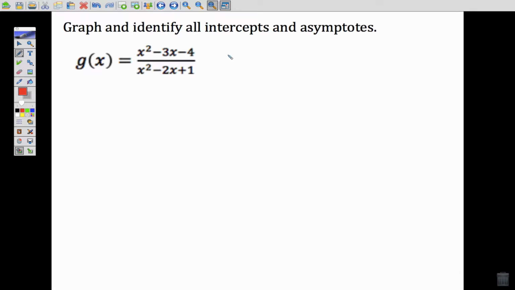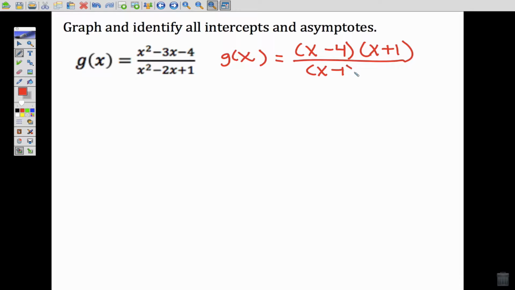Okay, this one factored, we have g of x is equal to, in the numerator, the quantity x minus 4 times the quantity x plus 1 over the quantity x minus 1 squared, so x minus 1 times x minus 1. Now the reason we factor is because when we're finding some of this other stuff, that's going to make it easier. The first thing I'm going to find are the intercepts. So I'm going to find the y-intercept to start with.